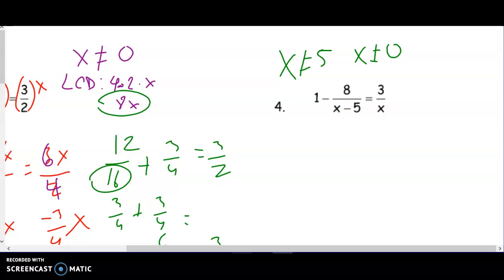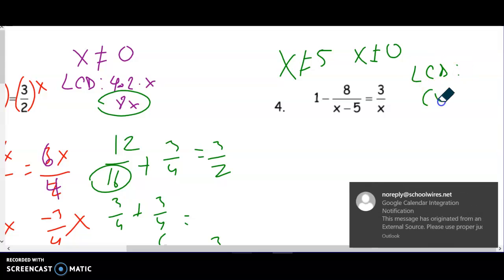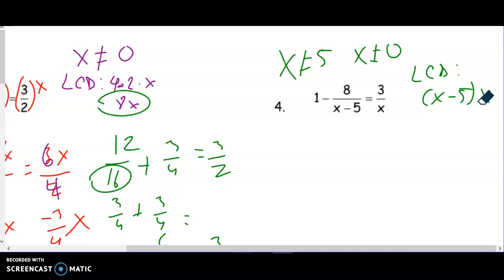Okay. Lowest common denominator is just going to be the product of these denominators in this case. It's not always the case, but in this case it is. I'm going to go ahead and just multiply everything by those two in one step.